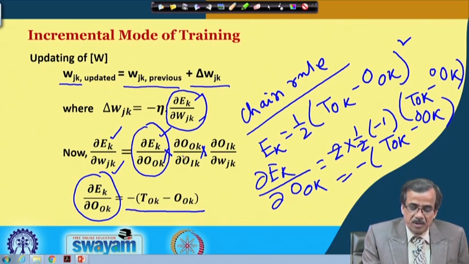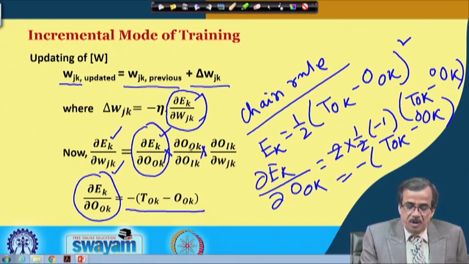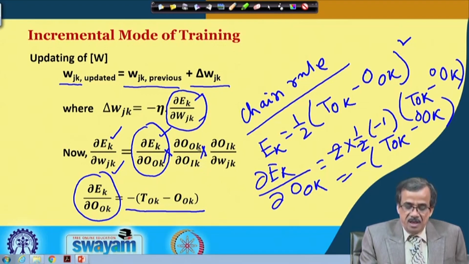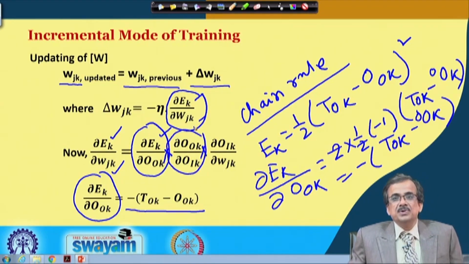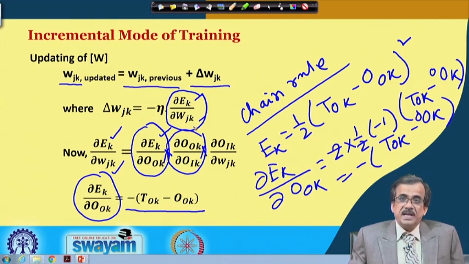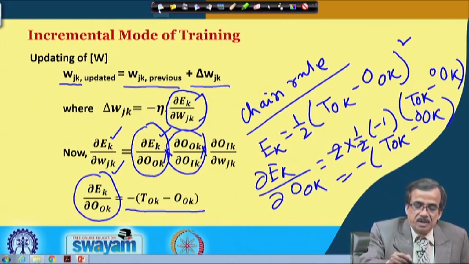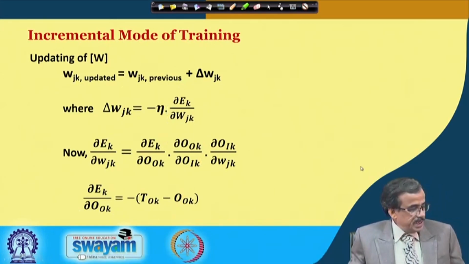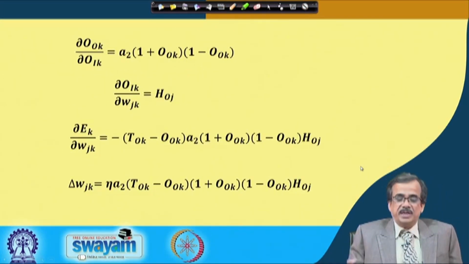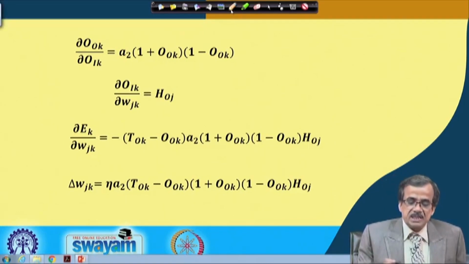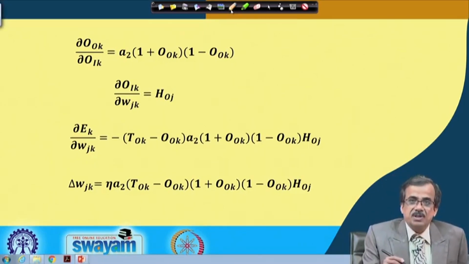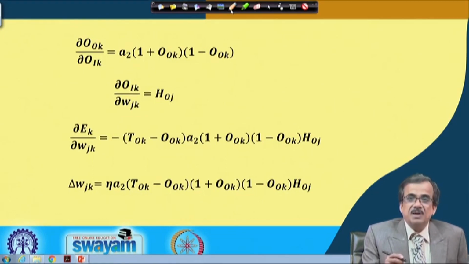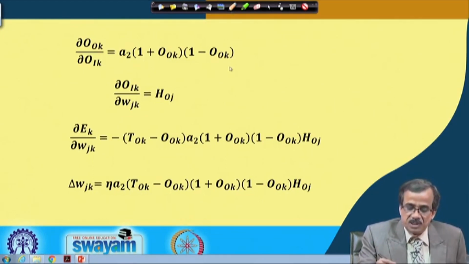Now, we will have to find out the partial derivative of O_Ok with respect to O_Ik, and if you remember, on the output layer we use the tan sigmoid transfer function. If you use the tan sigmoid transfer function, you can very easily find out the derivative. Now, let me concentrate on how to find the derivative of this tan sigmoid transfer function.